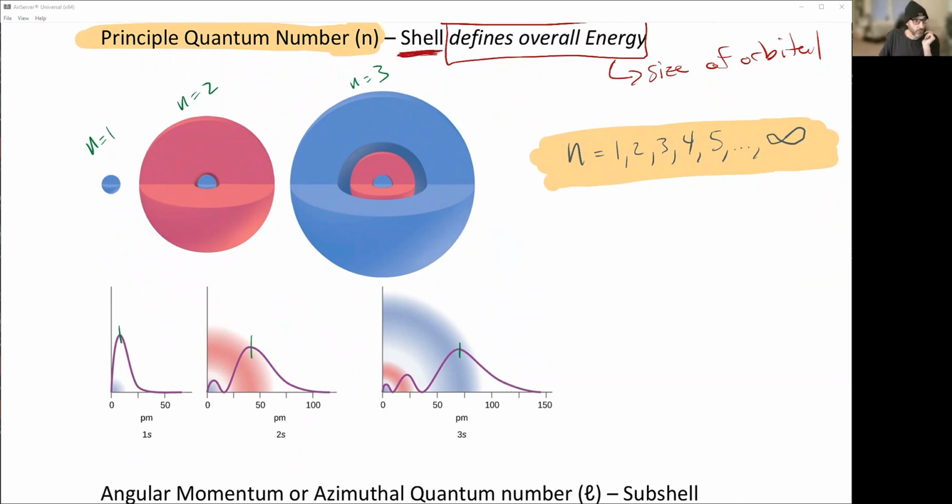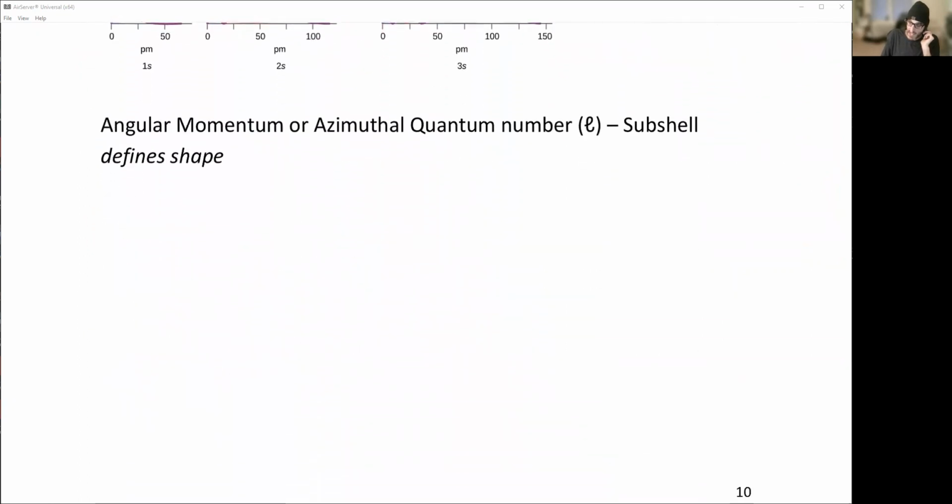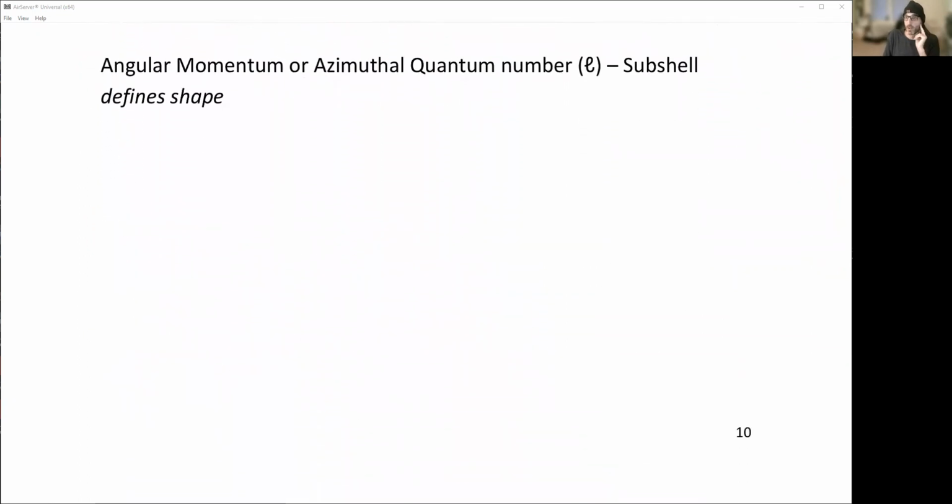Okay, next up is the angular momentum quantum number, or the azimuthal quantum number. They use angular momentum, but azimuthal is another way you're going to hear it. Before we had the shell, now we're going to have the subshell. This is within the main quantum number, so we use the value of n to define it a little bit. The subshell defines the shape of these things, and you have seen these before.